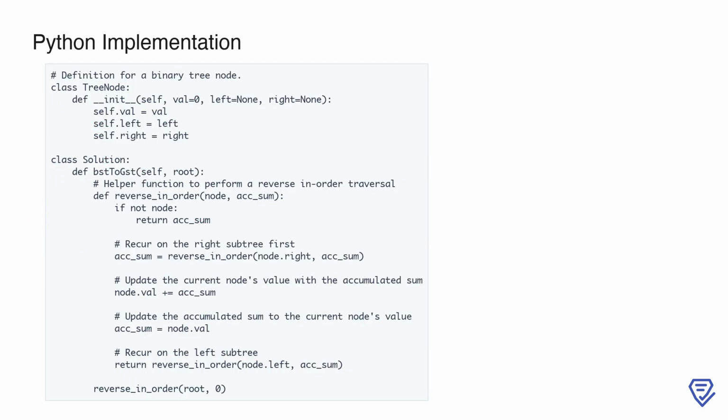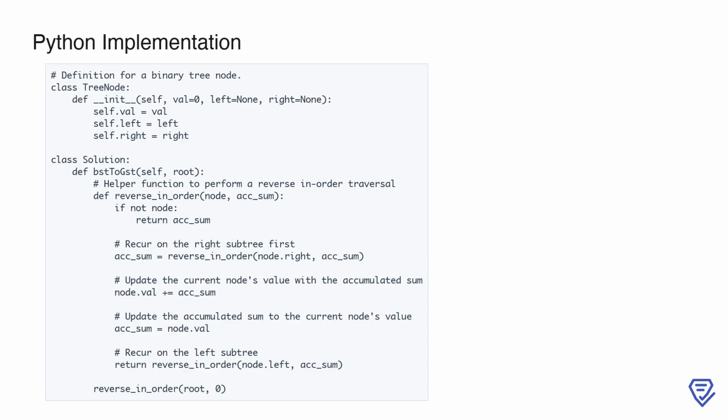Here, we start by defining the structure for a binary tree node using the TreeNode class. Each node has a value, as well as optional left and right child nodes. Then, in the Solution class, we implement the method bstToGst, which converts a binary search tree into a greater sum tree. The core of this solution lies in the helper function reverse_in_order.